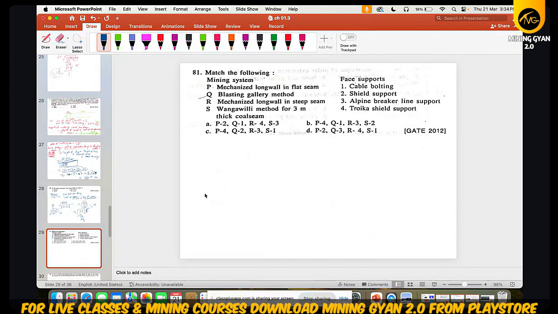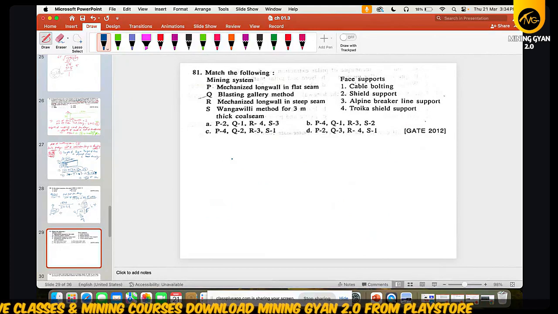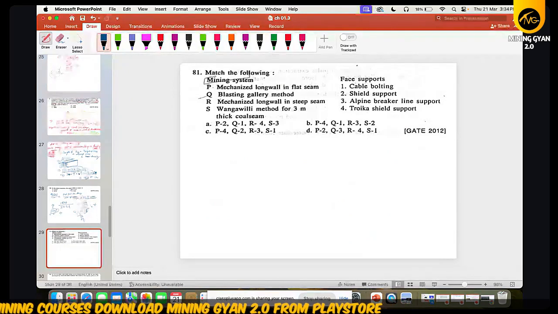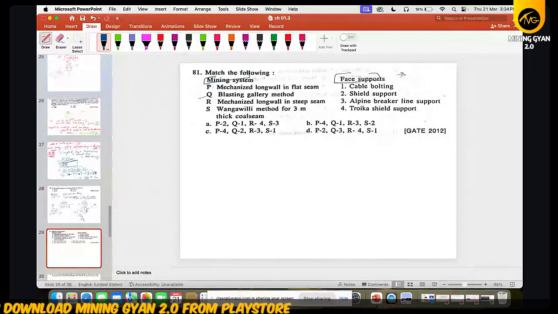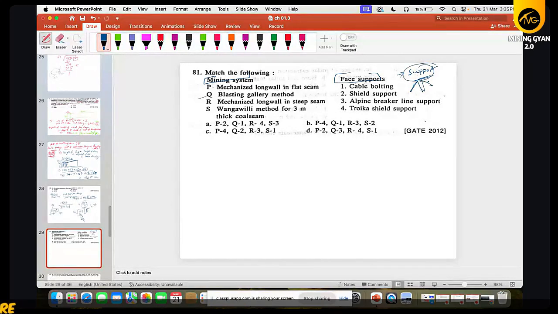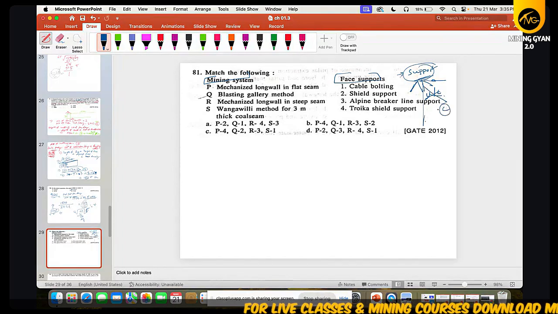Okay, come to question 81. In this question they have asked us about the mining method, mining system and the phase support. So today you should read about support systems. How many support systems do we use? In open cast we don't need any support, but in underground, in the metal mines and the coal mines, we do. So you read about the support system today.